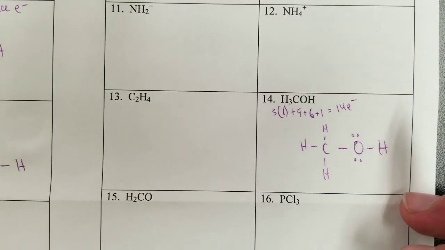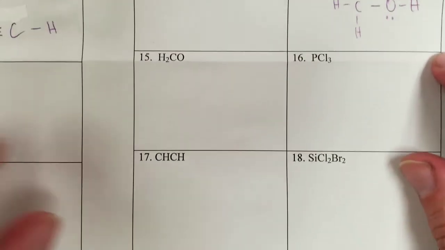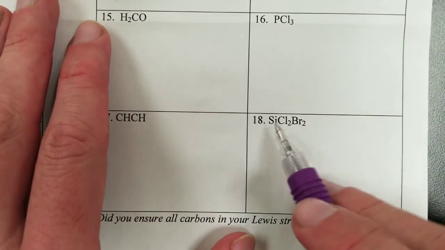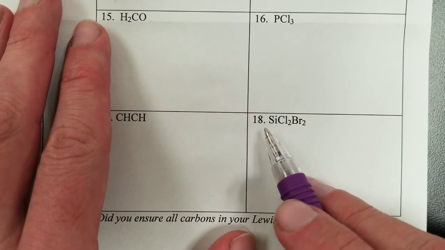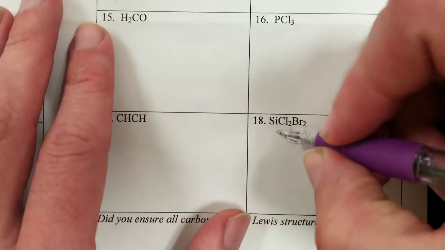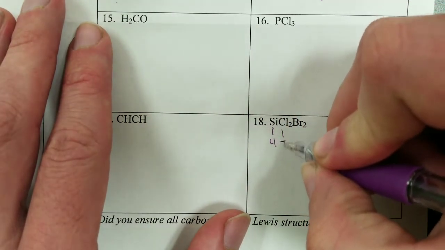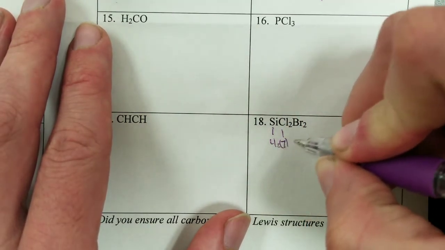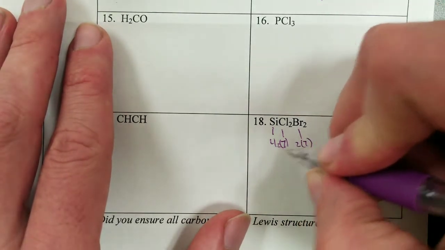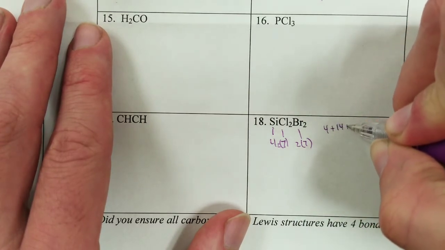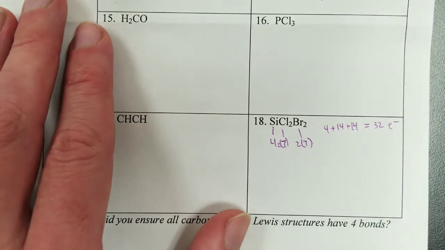So I suppose the last thing that could be mentioned, okay, I guess there's one more. Here, what the heck? How do you deal with this? Well, first of all, silicon is, what is that, 4 valence electrons. Chlorine is 7. 2 times 7, there's 2 of them. And bromine is also 7 valence electrons. So that's 4 plus 14 plus 14, which is 4 plus 28, which is 32 electrons.